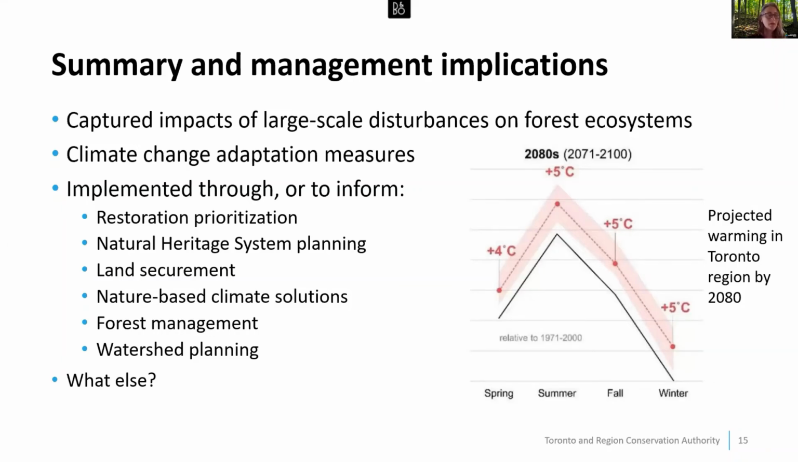And so, more broadly, I think we need to think about how our science can inform climate change adaptation measures.